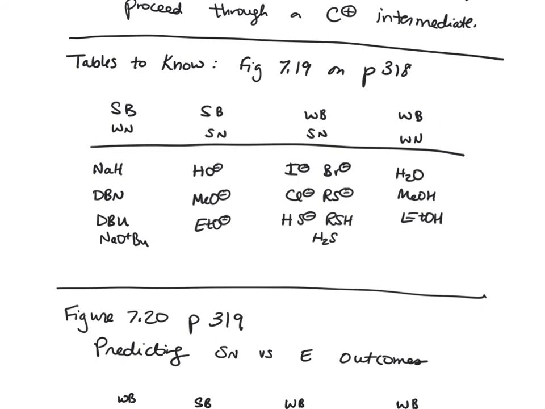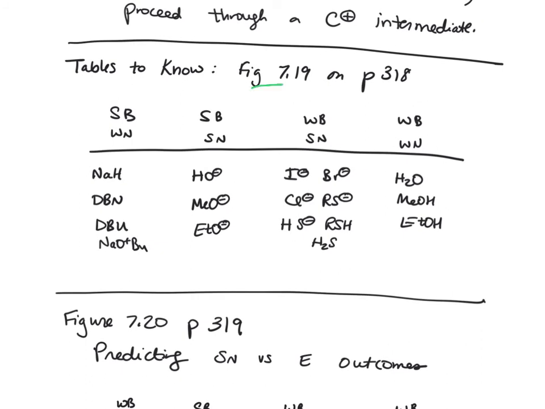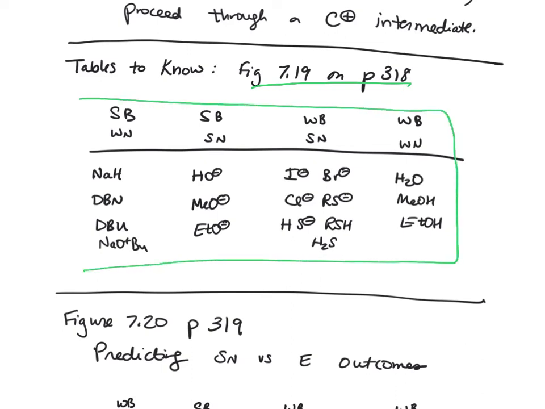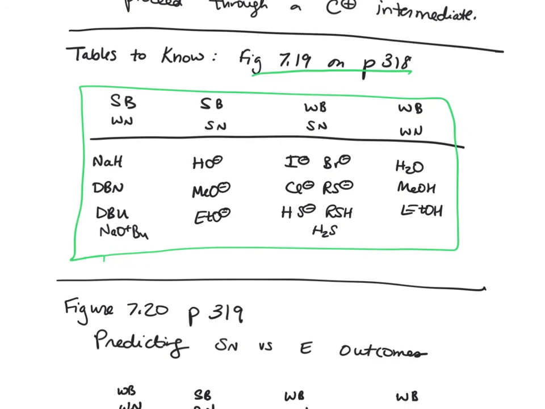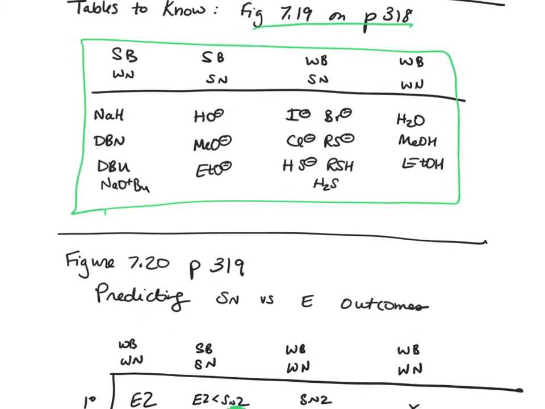Tables to know. Figure 7.9 on page 378 is an important figure, and I've copied it below. You need to know the categories of strong bases, strong nucleophiles, weak bases, weak nucleophiles. Most of the compounds that you need to know are here. You need to know their names, you need to know their chemical structures. What is DBU? What is DBN, for example? Not everything is listed here. We've left out triethylamine, for example.